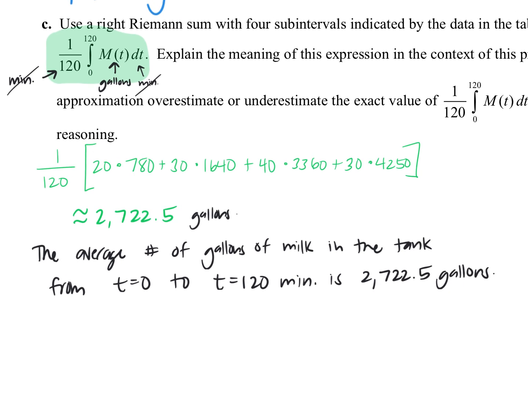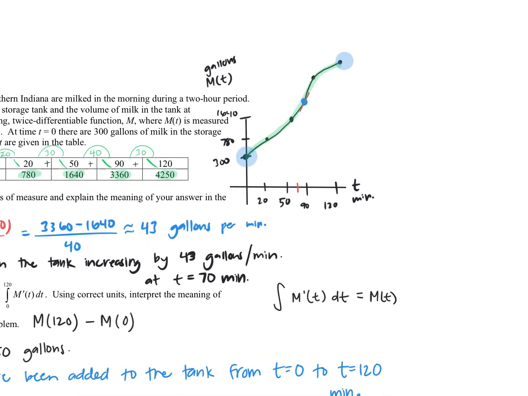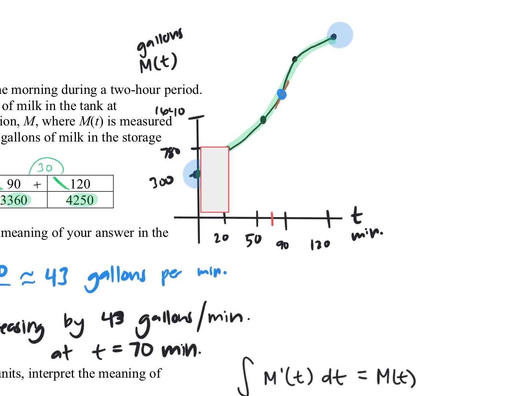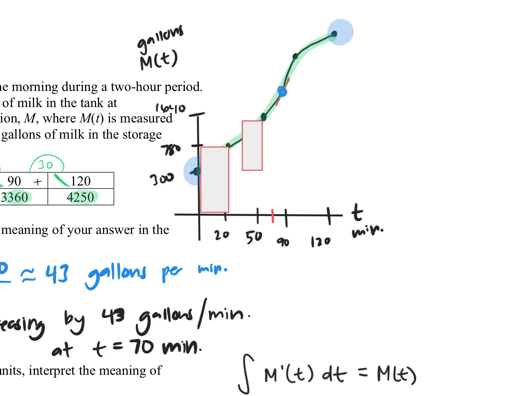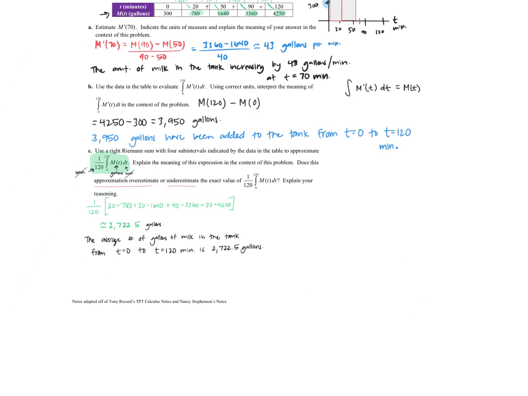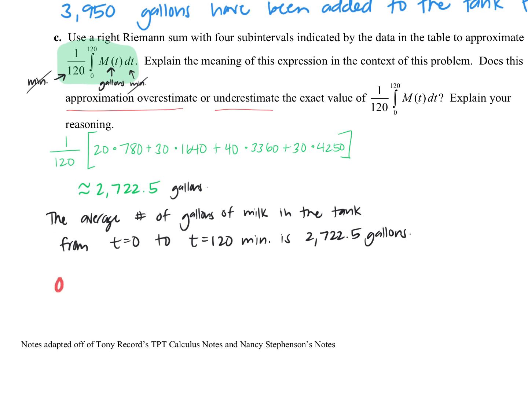Okay, so I've answered the explain the meaning. Now we need to answer, does this overestimate or underestimate the actual exact value? So if I go back up here to my graph, and if I were to draw my right-hand Riemann sums in here, that means that I would have a point here and draw my right Riemann sums. So is that going to be an over or an under approximation of my curve there? An over, right? So this would be an overestimate.